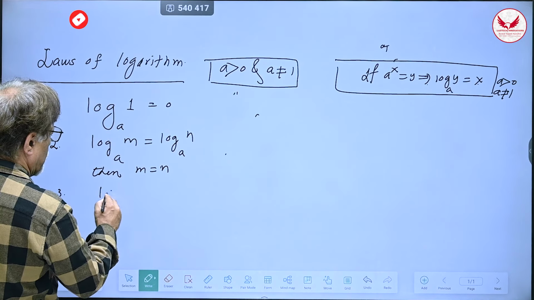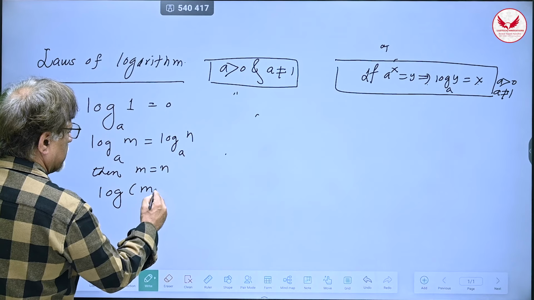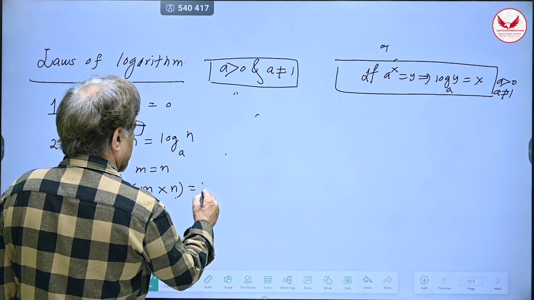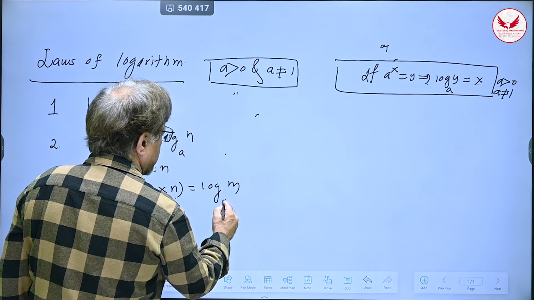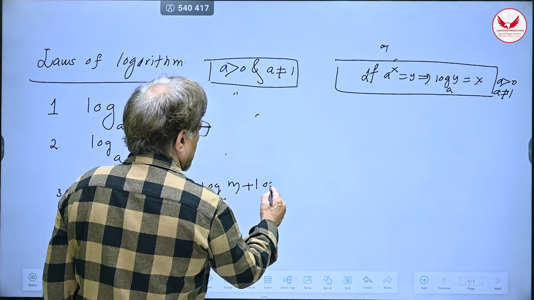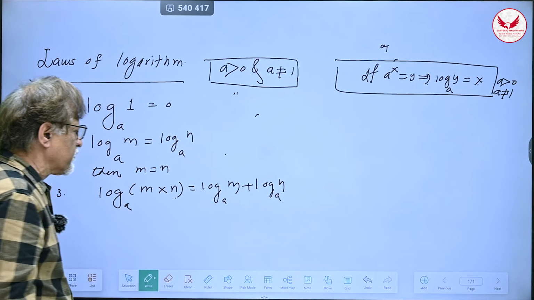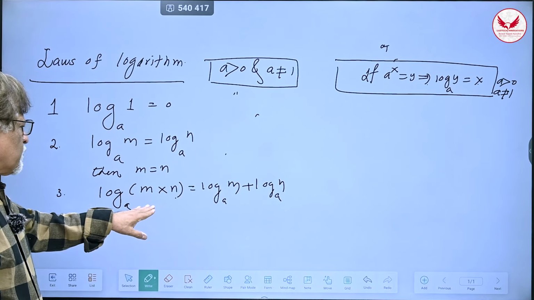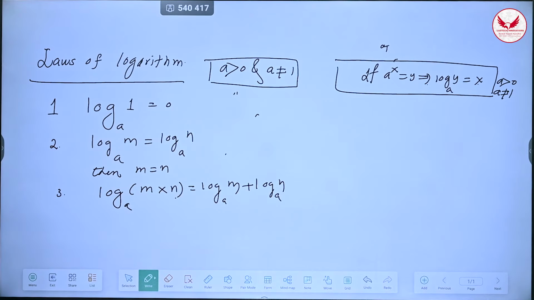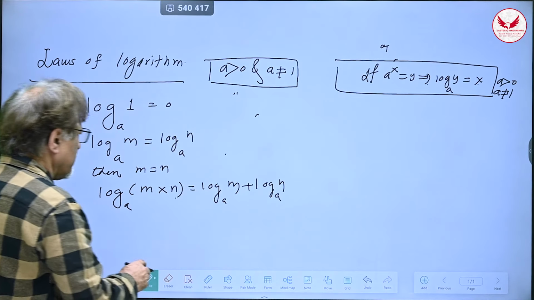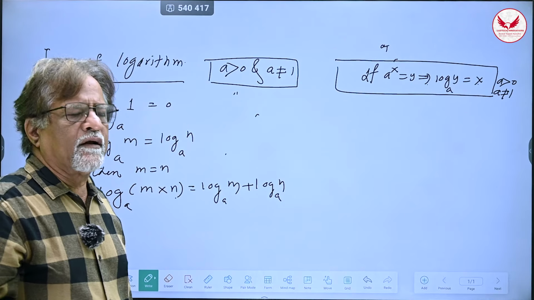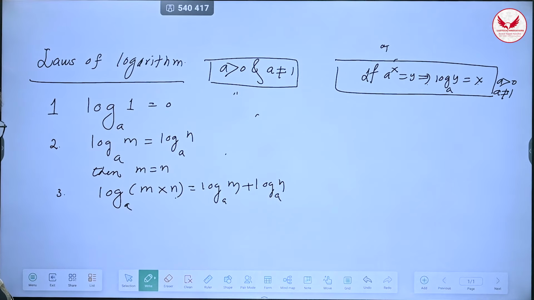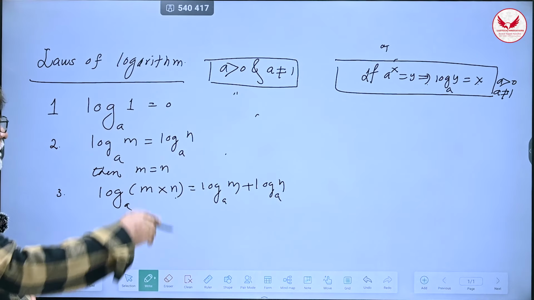It says that log of m multiplied by n to the base a is equal to log of m to the base a plus log of n to the base a. As I promised, this particular law converts a multiplication to addition. So, a difficult operation is converted into a simpler operation. That is the major triumph of logarithm. Nowadays, we have a lot of calculators and all that, so calculation is no more a problem. But for thousands of years when calculators were not there, this was the only way of simplifying your calculations.